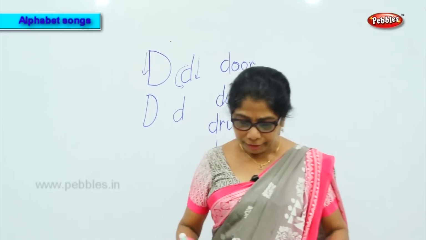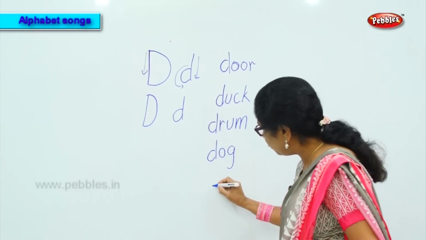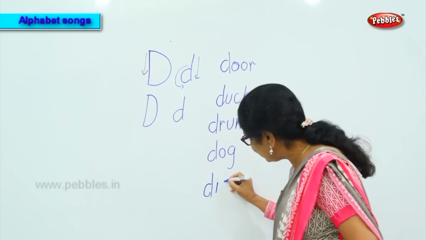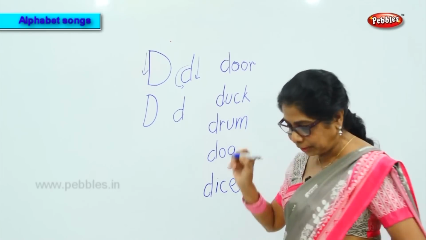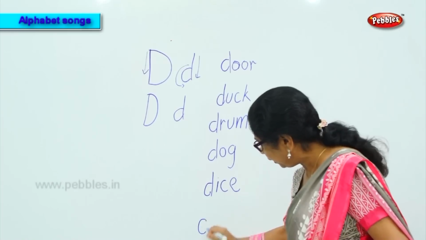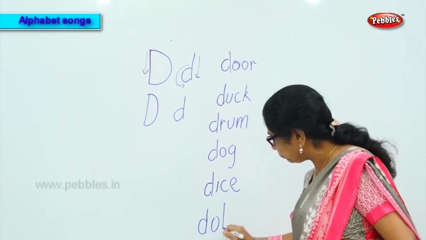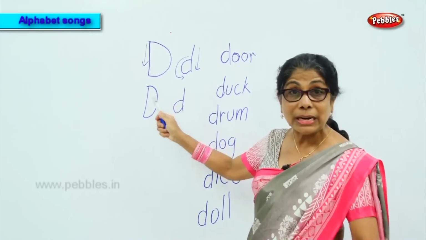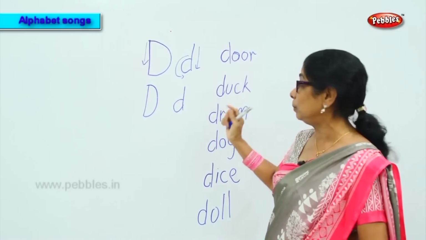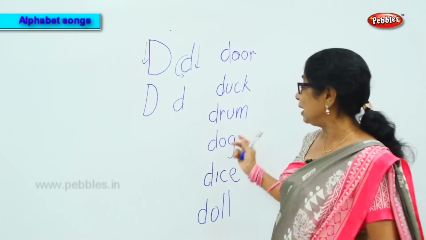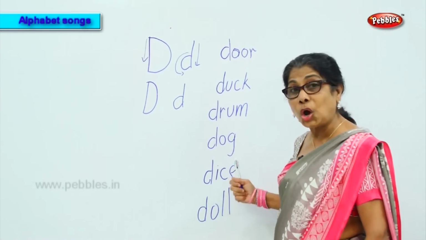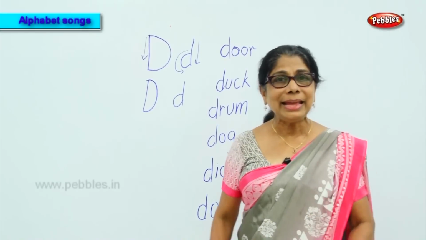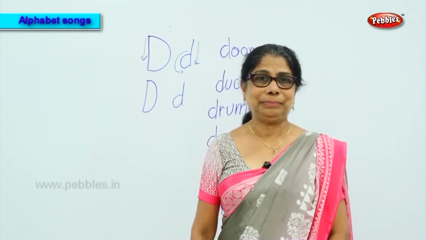What about what you play with, the dice? Dice. Okay, what about your doll you play with? Doll. Now, D. What sound? D. Door. Duck. Drum. Dog. Dice. Doll. The letter D has the sound D.